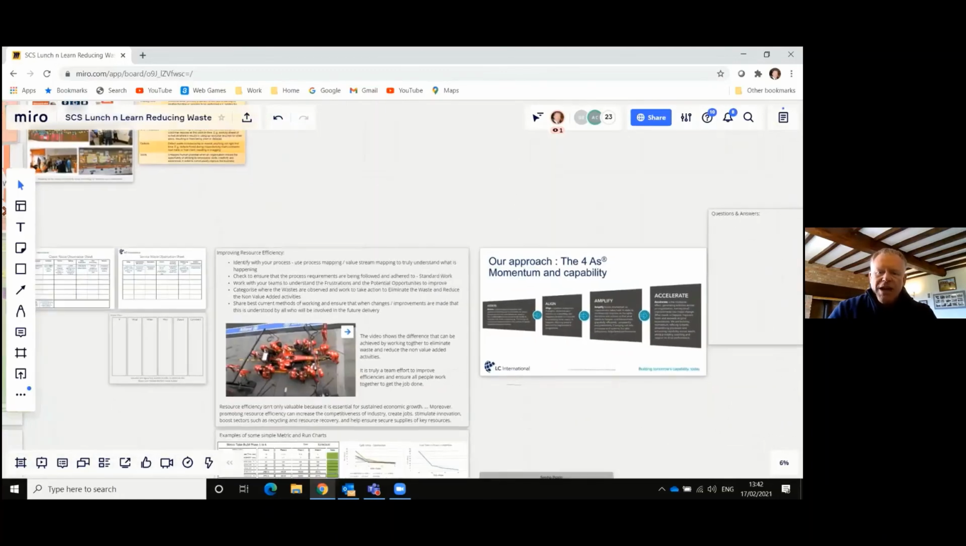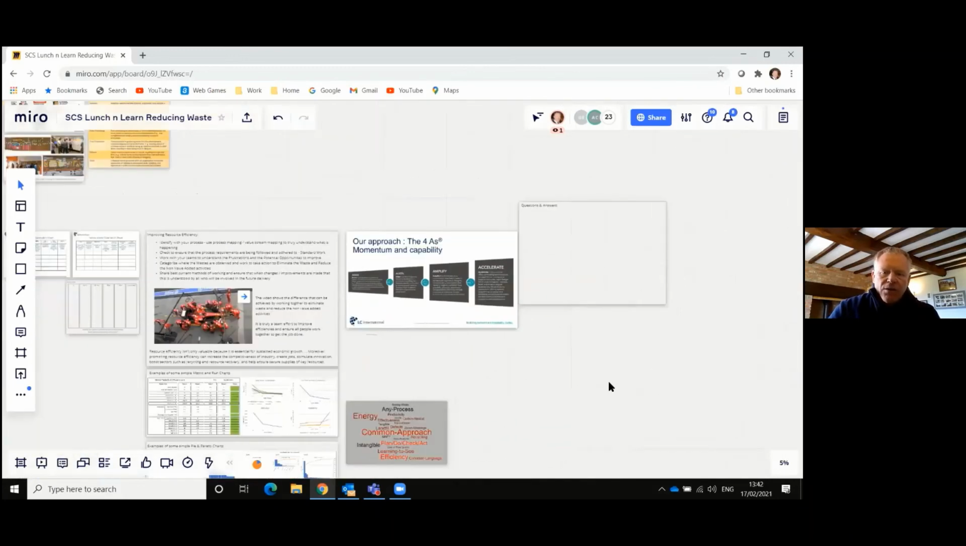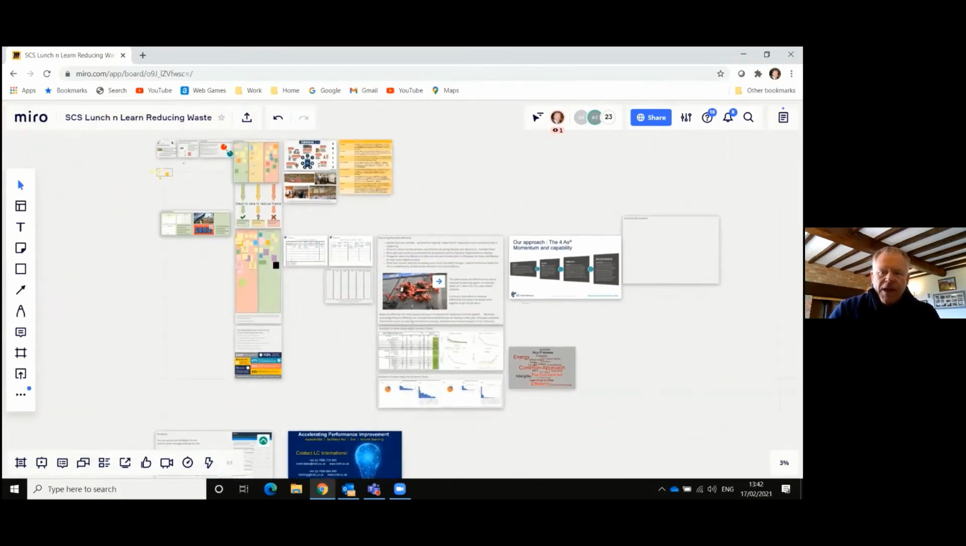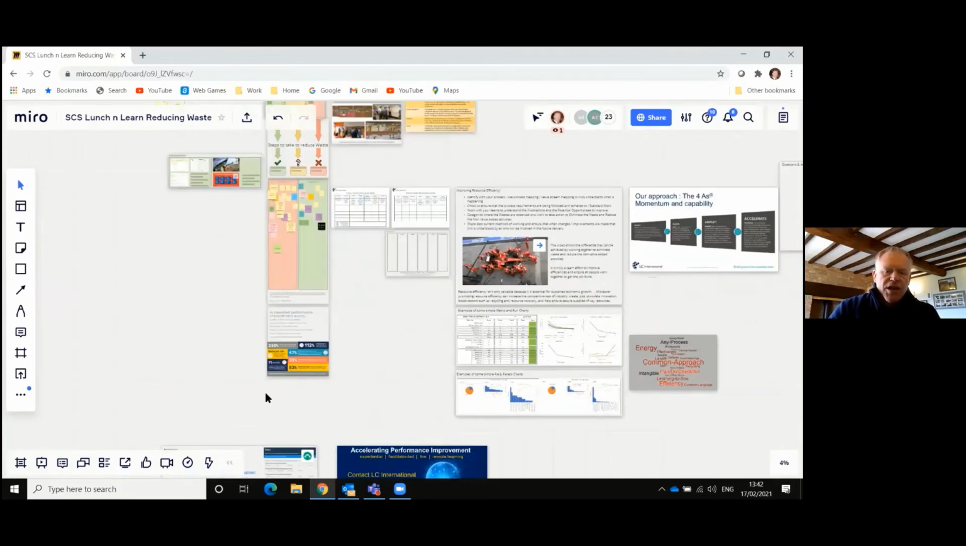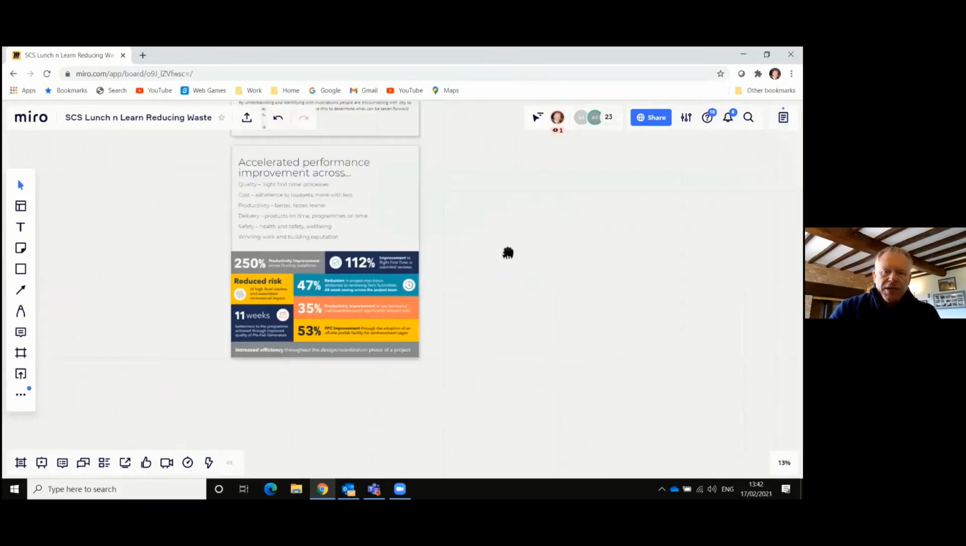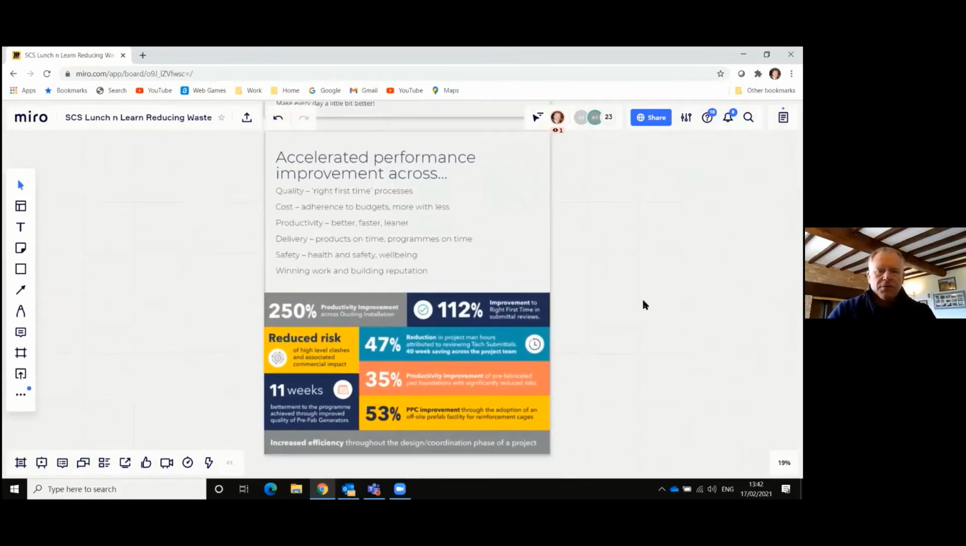So that's brought me to the end of what I wanted to cover today around the waste, efficiencies, and improvement cycle. And I'd just like to share with you some of the things that you could potentially expect to see as improvements from taking on this approach. So around quality, it's about making sure things are right first time. From cost, it's about removal of those wastes so that you can adhere to those budgets and potentially do more with less. It's about productivity.